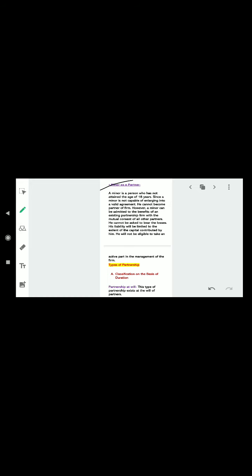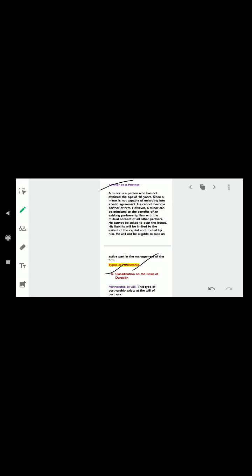Okay. The next is types of partnership. The types of partnership are classified into two categories: classification on the basis of duration and classification on the basis of liability. So let's discuss classification on the basis of duration.